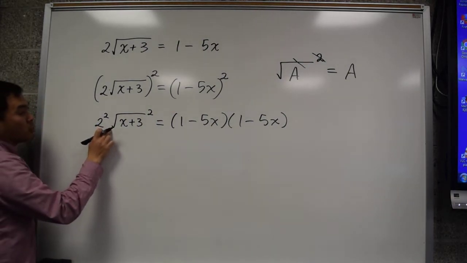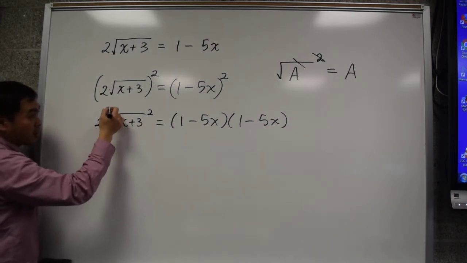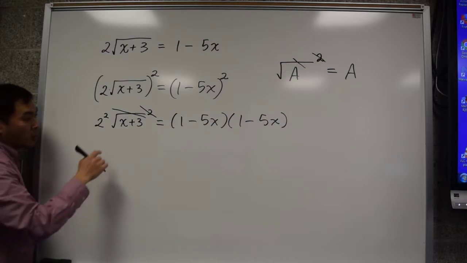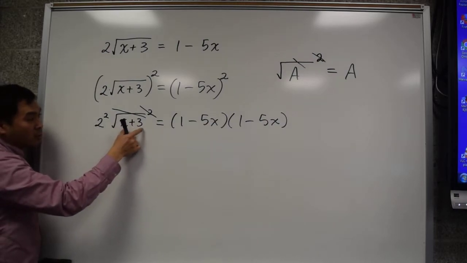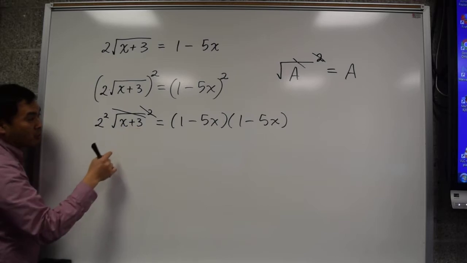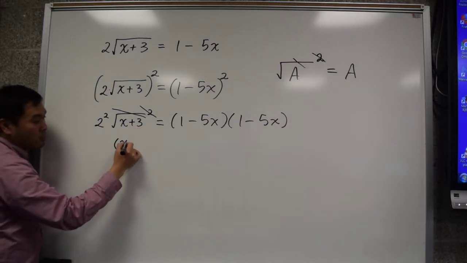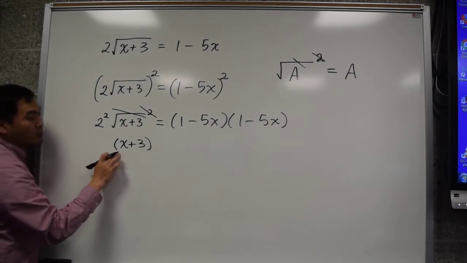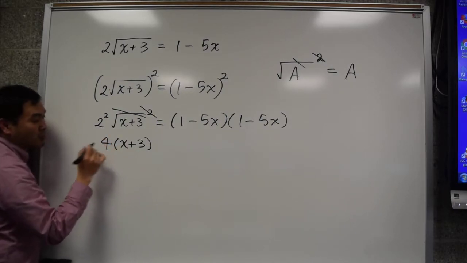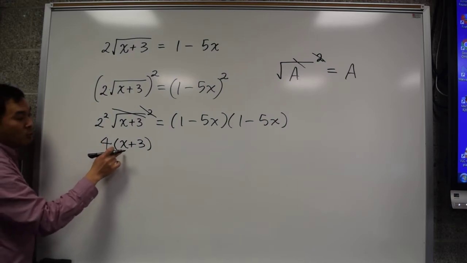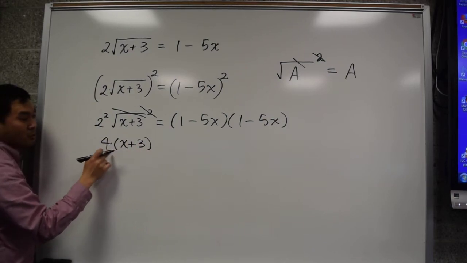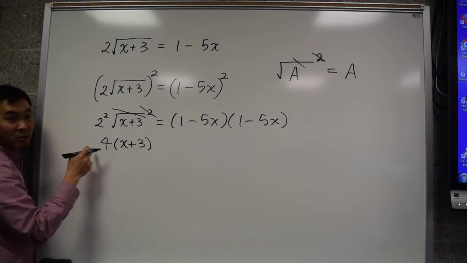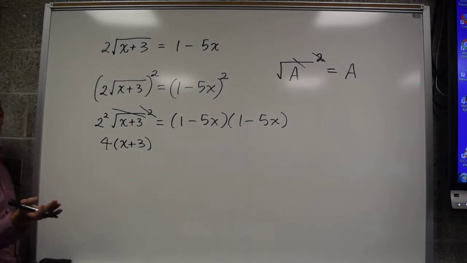You have a square root and a square. We just said that they cancel. Nice. Now, x plus 3 was together before, so make sure that you don't forget the parentheses. They belong together, and to this entire thing, you're being multiplied by 4. If you don't have this parenthesis, you're going to end up writing 4x plus 3, and 3 wouldn't be multiplied by 4. Then you're going to get a wrong answer just because of that.